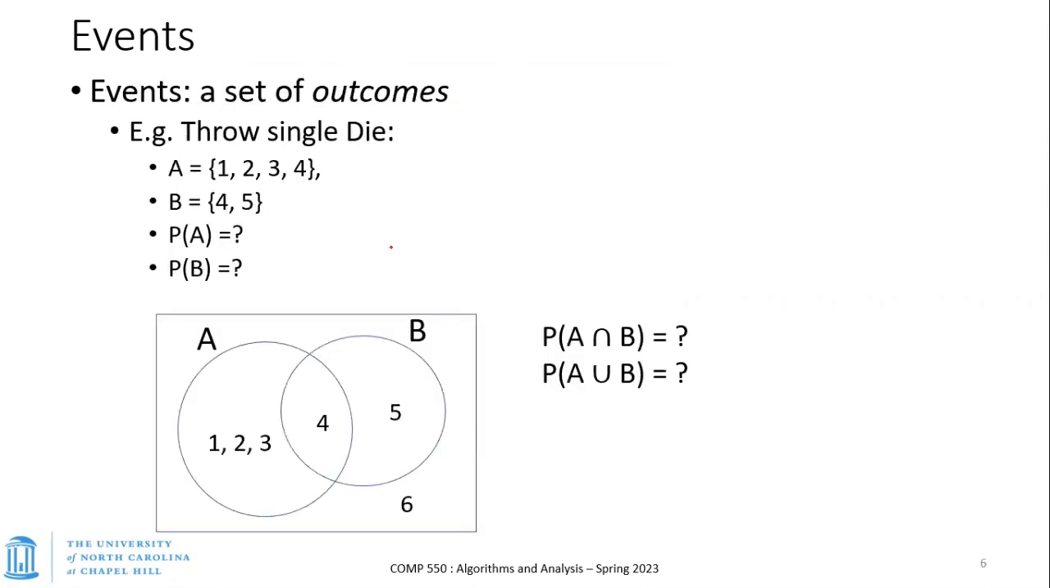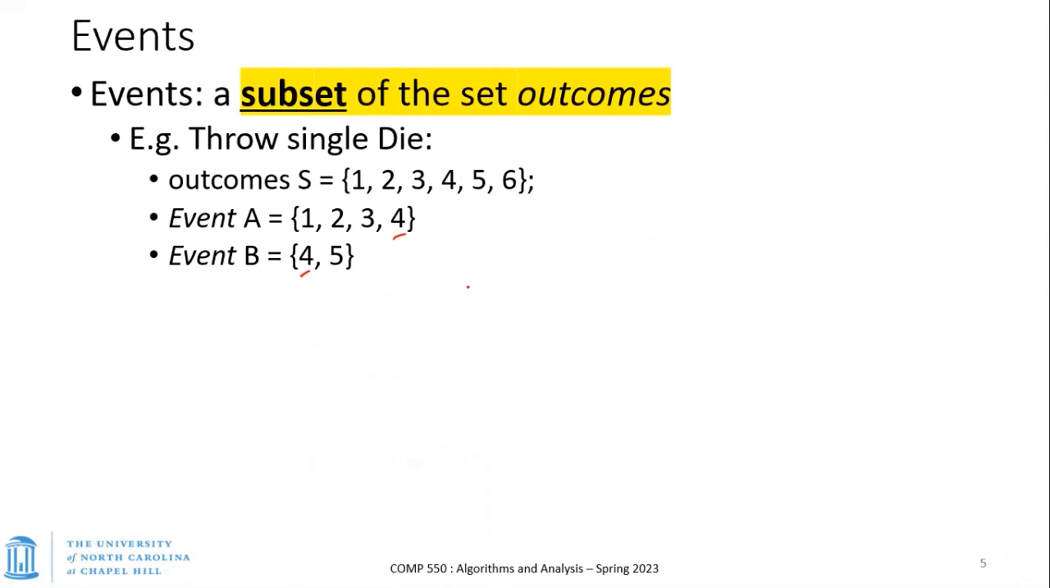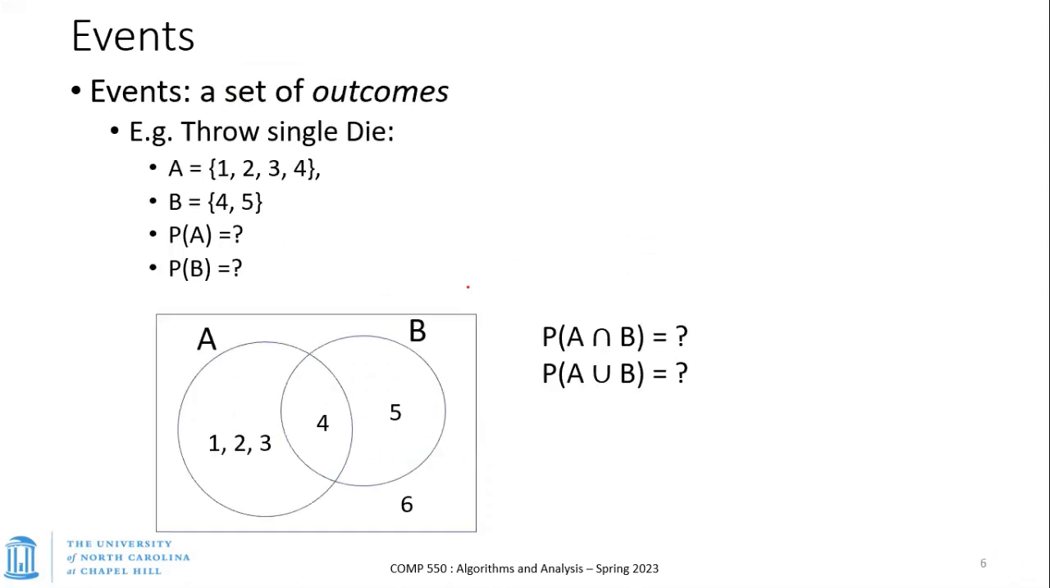Next, let's try to define probabilities. We already saw probabilities on the outcomes, right? We said that each one of these outcomes has a certain probability and these are mutually exclusive. But now, similarly, you can define probabilities on events as well. So let's define probabilities on the events A and B, and we'll also try to use a Venn diagram. Hopefully you've seen that before.